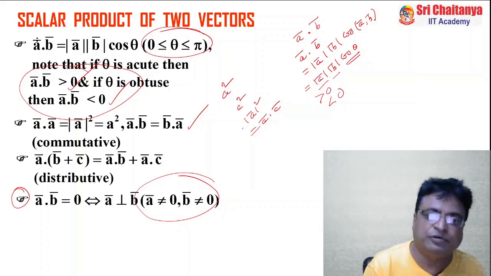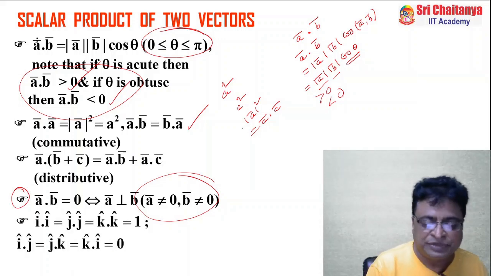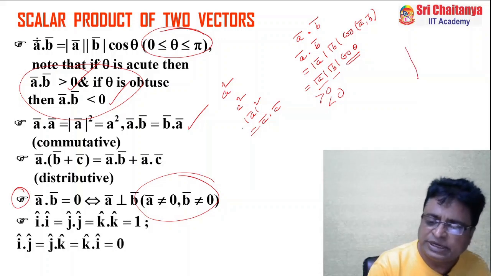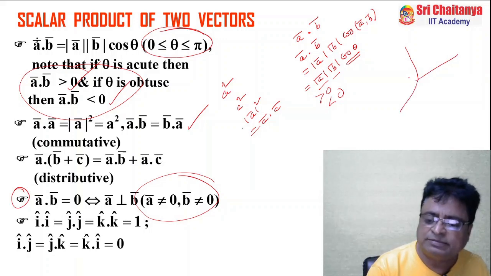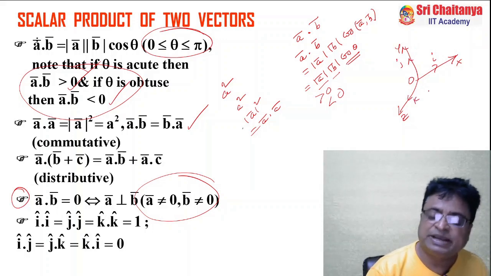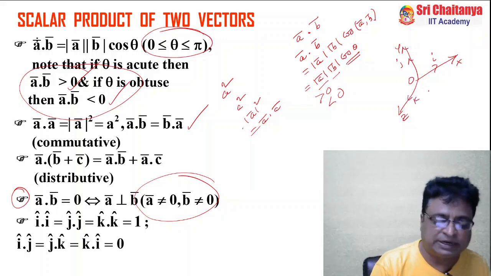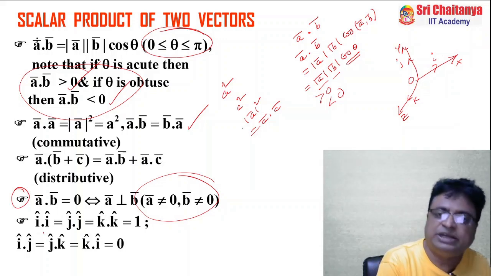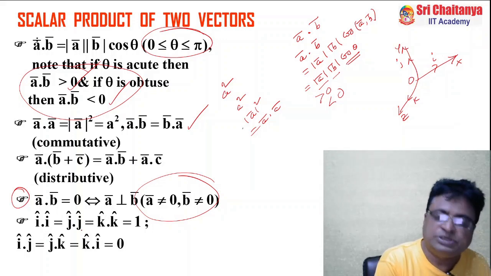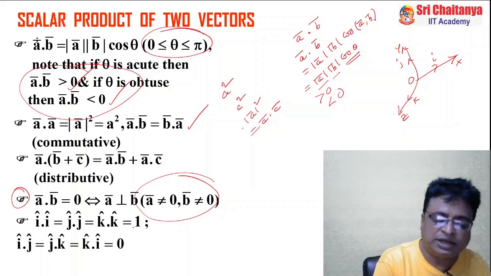Luckily, if it is 0, then immediately you can say that the angle between the vectors is 90 degrees. So, suppose in a Cartesian coordinate system, that means in the OXYZ plane, this is the x-axis, y-axis, z-axis. Along the x-axis, if it is my i cap, along the y-axis, this is my j cap, and along the z-axis, it is my k cap, or the respective unit vectors, then i dot i equal to j dot j equal to k dot k equal to 1.